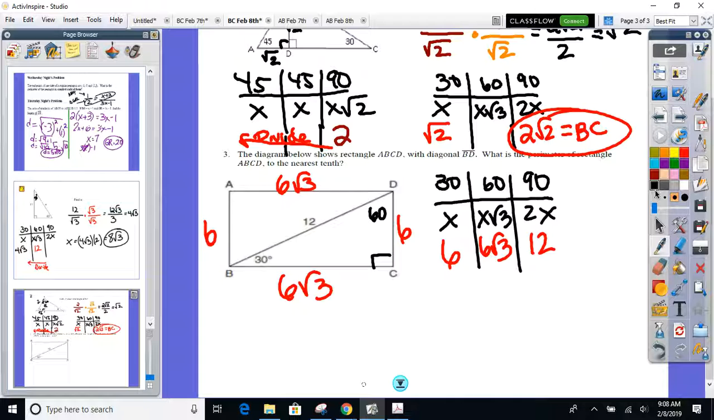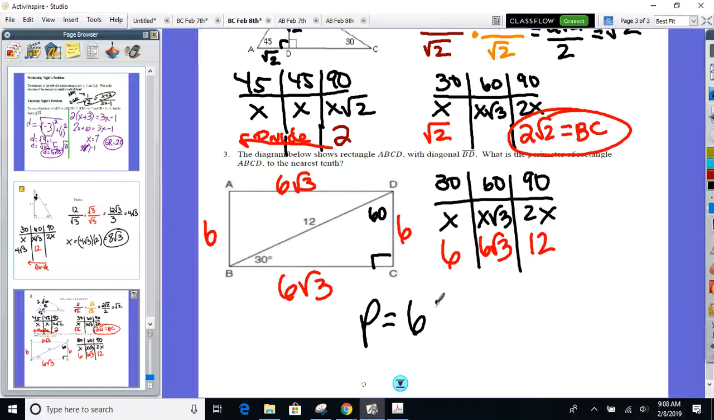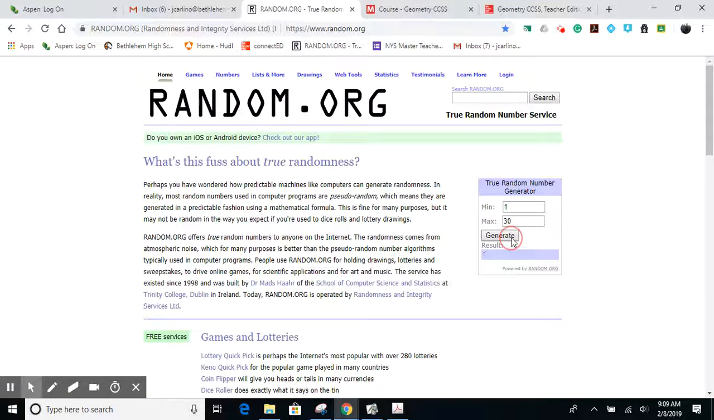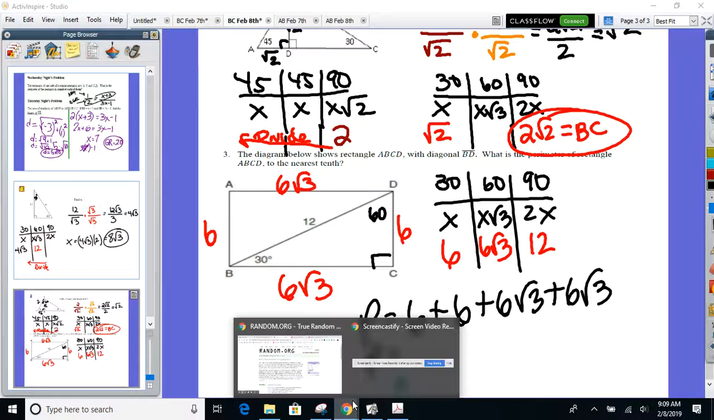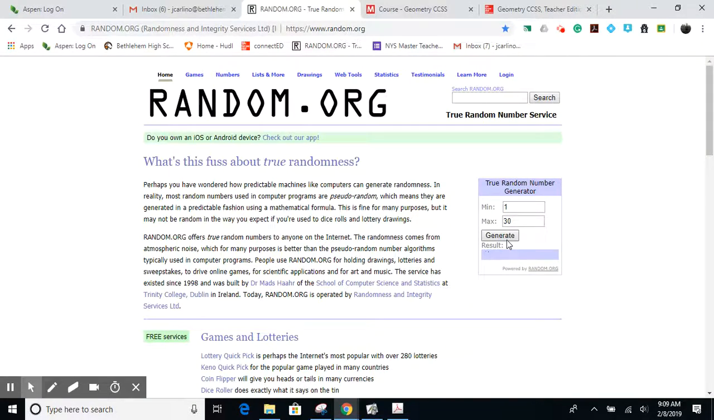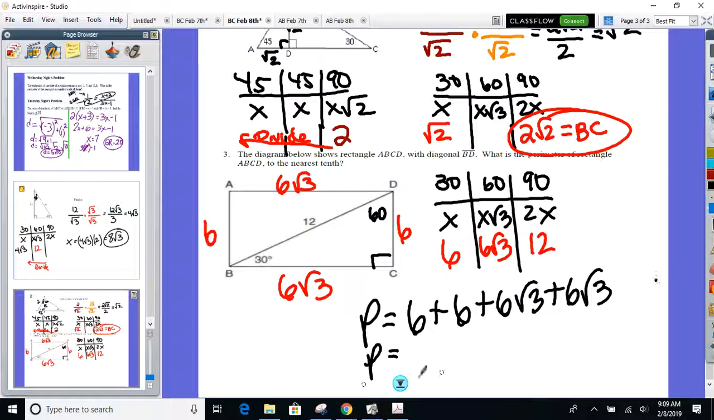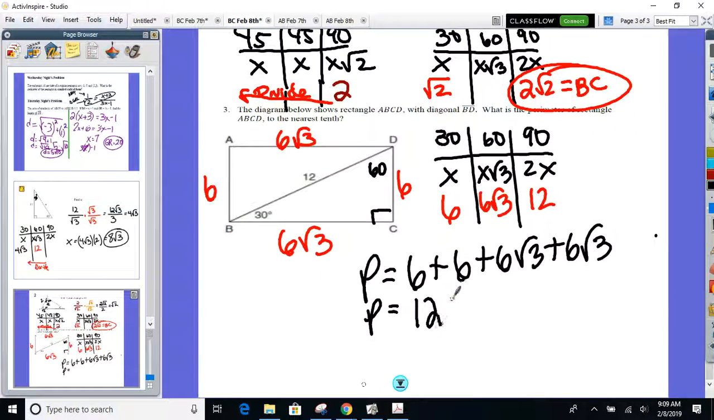All right, so the perimeter, 6 plus 6 plus 6 radical 3 plus 6 radical 3. Combine as much as you can for me, please. It'd be 12 plus 12 radical 3. Can't go any further, cannot combine those.